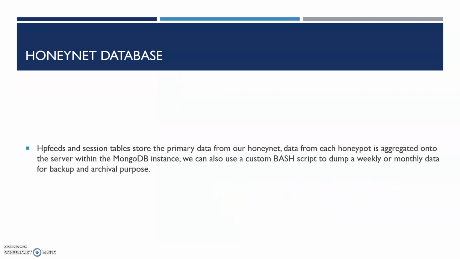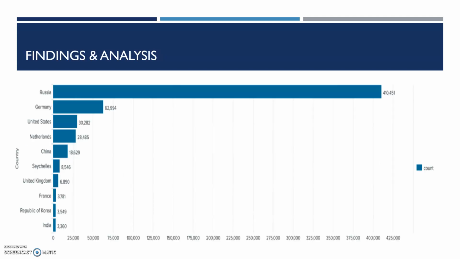So, as we know, HoneyNet works with MongoDB. All the HPFeeds and session tables are used to store the primary data from our honeynets, which are aggregated onto the servers within the MongoDB instance. We can also use a custom bash script to dump weekly or monthly data for backup and archival purposes.